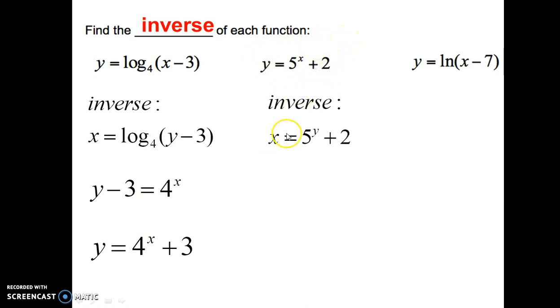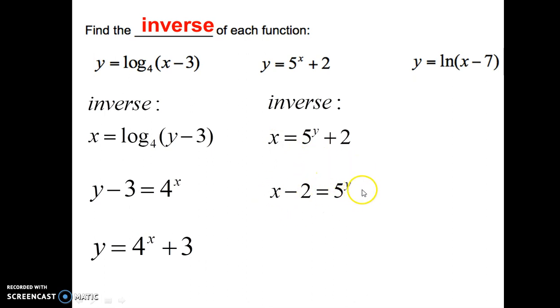Well, the inverse first step is to exchange the x and y. This is x, this is y. Now to bring that y down, we'll change this to log form. But before that, we should move this 2 over to that side. So we have x minus 2. There's 5 to the y. Now let's change it to log form.